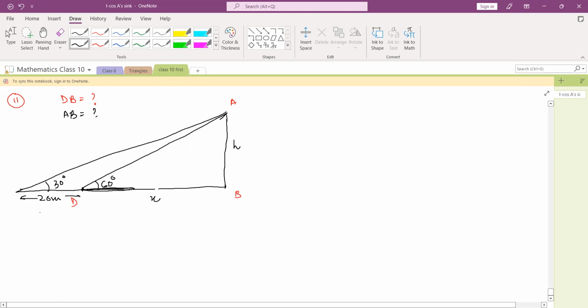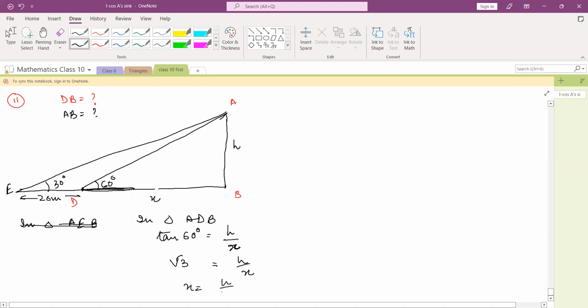Okay, the same thing. You take one triangle, let me call it point E, right? In triangle AEB, or you take the smaller triangle first of all, in triangle ADB, the small one. So my tan of 60 degrees is again perpendicular by base, that means h upon x, right? So root 3 is equal to h upon x. So my x will become h upon root 3, right?